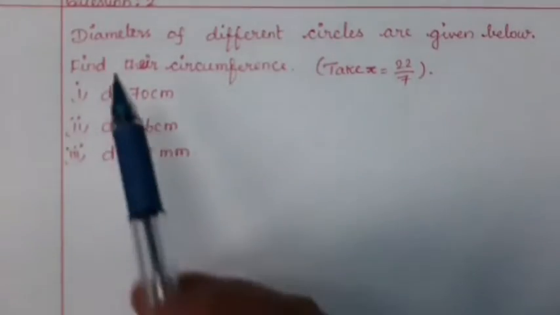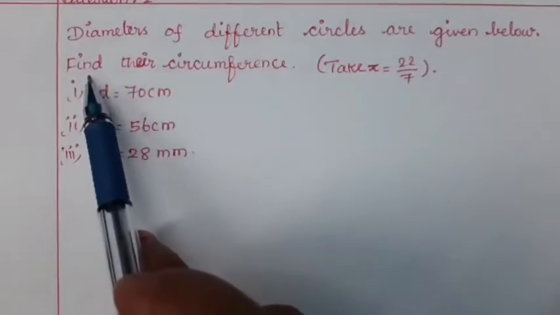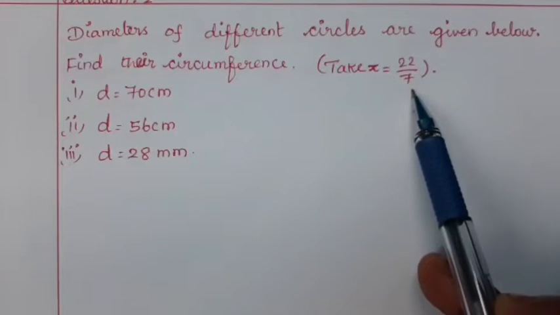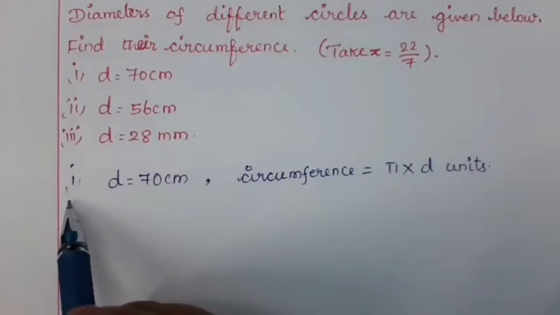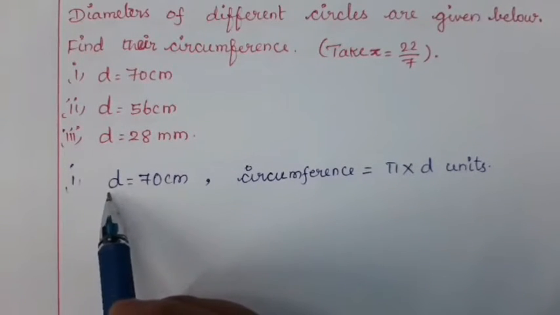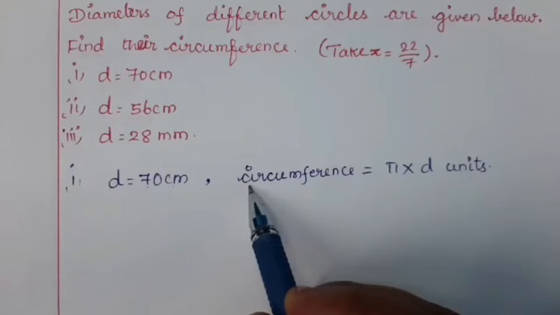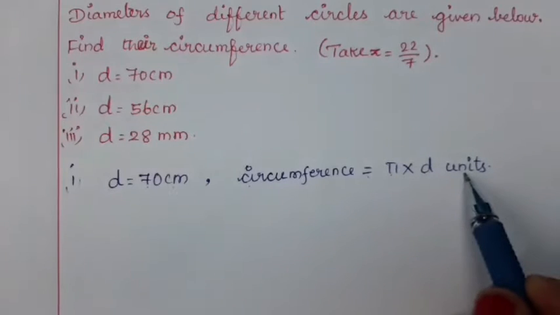Question number 2. Diameters of different circles are given below. Find their circumference provided pi is equal to 22 by 7. Let us see the answer for the first subdivision. The given diameter D is equal to 70 centimeter and we know that the formula for finding the circumference is equal to pi into D units.